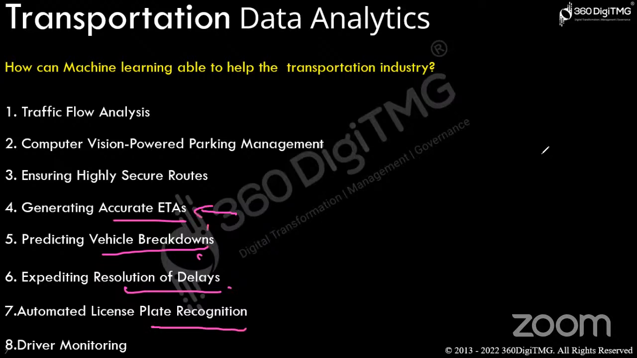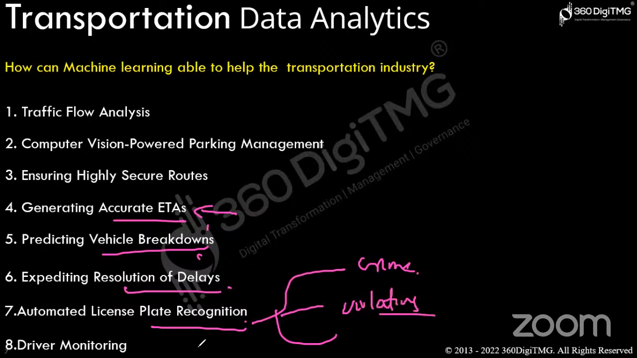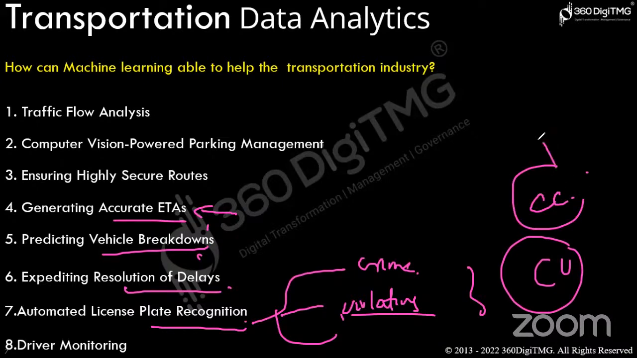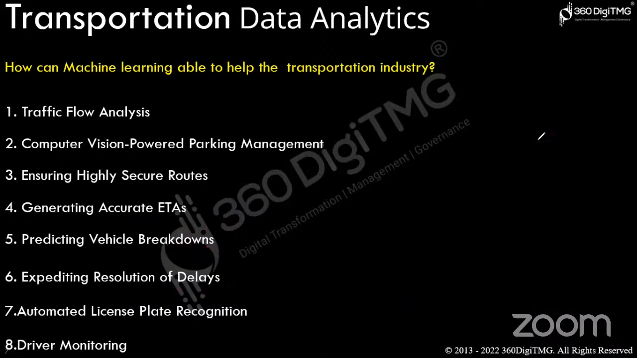And automated license plate recognition. Many countries are already using this. It could be helpful for crime detection, and to know if somebody is violating traffic rules. It also works based on computer vision technology. We'll be using different CCTV camera footage, and based on those footages we'll use computer vision to determine the license plate. With that, if we know the license plate, we can easily figure out who the person is.